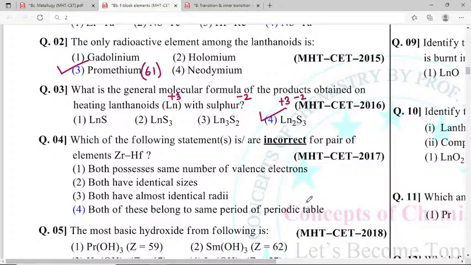Which of the following statements is incorrect for the pair of elements? Both possess the same number of valence electrons? No. Both have identical size? No. Both have almost identical radii? No. Both belong to the same period of the periodic table? Yes, it is correct.